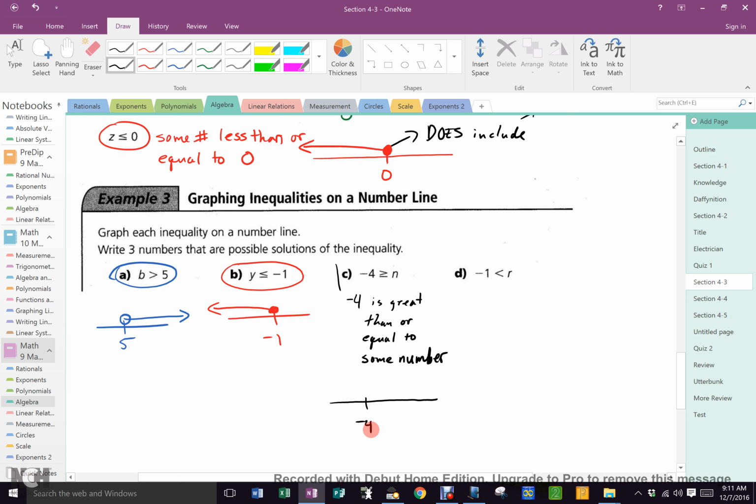Negative 4. Now, where does my arrow go? Ethan says it goes to the right. I'm going to draw that. So that would mean all these numbers are answers, aren't they? Okay. So give me some number that lives over here to the right of negative 4. You could do negative 2. Okay. So that would mean this would be negative 4, negative 2. Is negative 4 greater than negative 2? No. So what happened to our arrow? It has to go that way. Why? What is different in how that's written and how that's written?